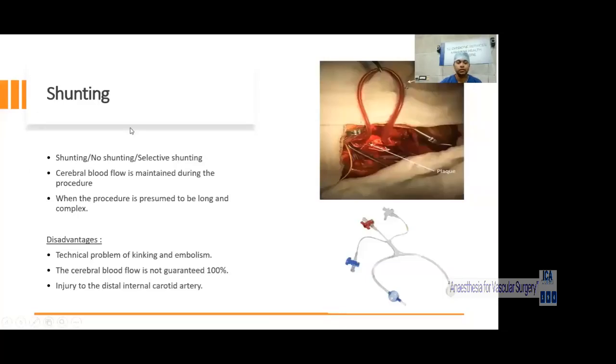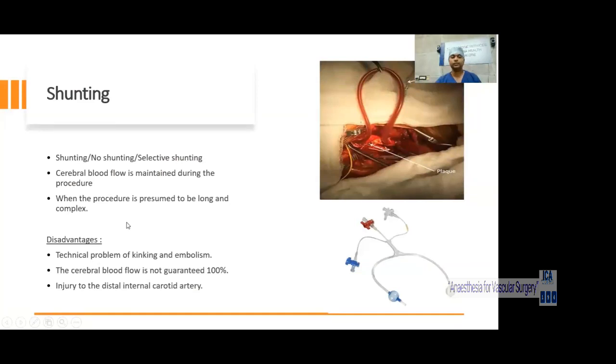Shunting is usually done when there is evidence of cerebral ischemia. There are three schools of thought. Some surgeons would do shunting routinely for all patients. Some would never shunt during carotid endarterectomy. Some would do selective shunting based on neuromonitoring.